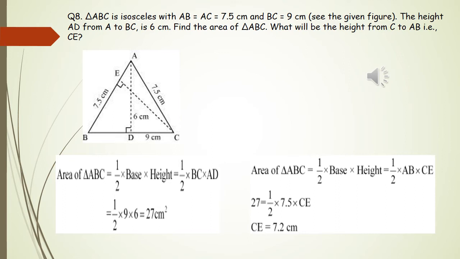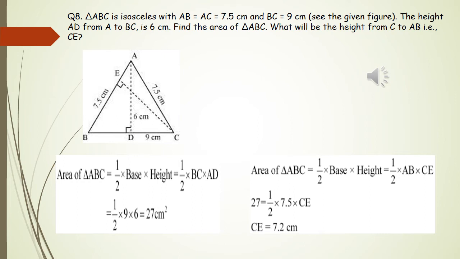Here also, like the previous sum, we will be using two sets of bases and two sets of heights. So area of triangle ABC is equal to half into base into height. First we are considering BC as base. So the corresponding height must be the perpendicular drawn from the opposite vertex on BC. The vertex opposite to BC is A. So the perpendicular drawn from A to BC is AD. So half into 9 into 6, that is 27 centimeter square.